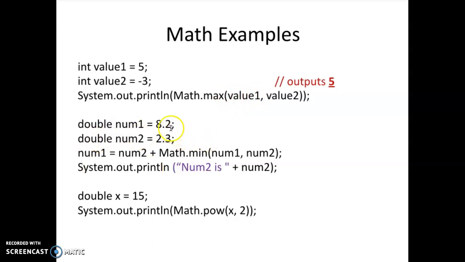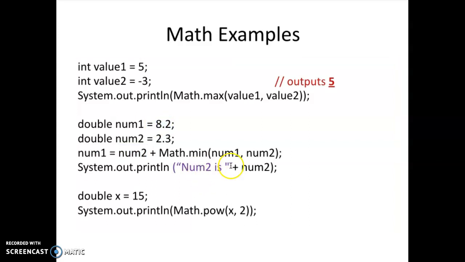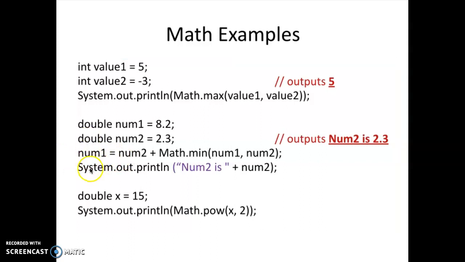So here we have two doubles, 8.2 and 2.3. We pass 8.2 and 2.3 to this math.min function, and we want to resolve functions first. So this function is going to return 2.3, and then I'm going to take that 2.3, add it to num2, which is still 2.3, get 4.6, and store that in num1. So at this point, this variable is going to change. That doesn't really matter because I'm going to print num2, and the whole point of this one is to notice that num2 doesn't change. In this whole process, num2 is used for a couple things, but it never actually changed its value. In order to change a value, you want something like this. And if you're curious, yes, num1 is 4.6 by the time all this code has executed.